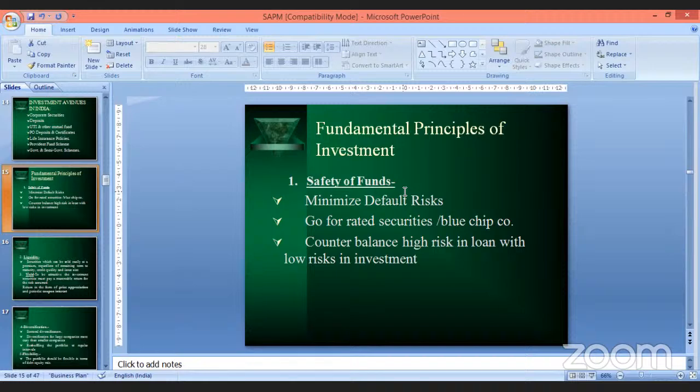Rated securities means that agencies rate the securities. On the basis of their rating, like A+, A++, A+++, like that, if you are acquiring these securities in your investment basket, you can say that your funds are safe. So you should go for rated securities or blue chip company securities.